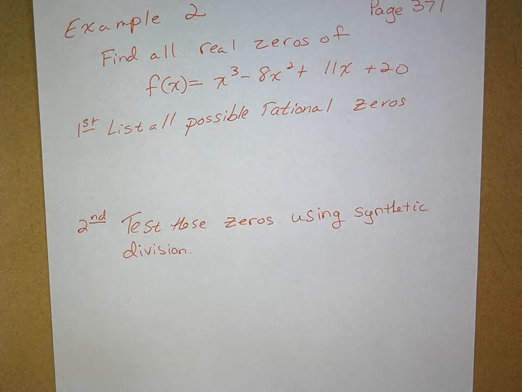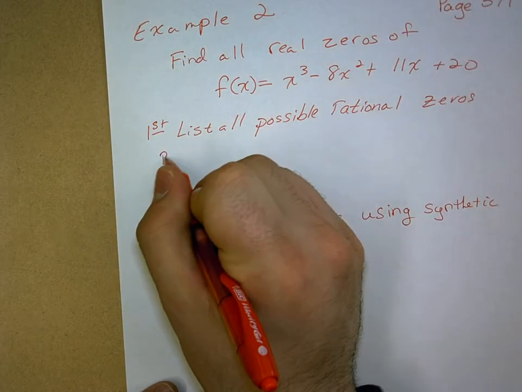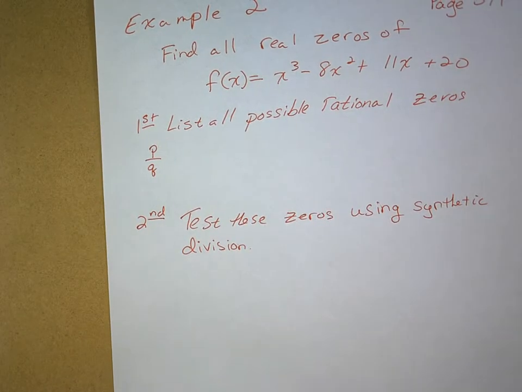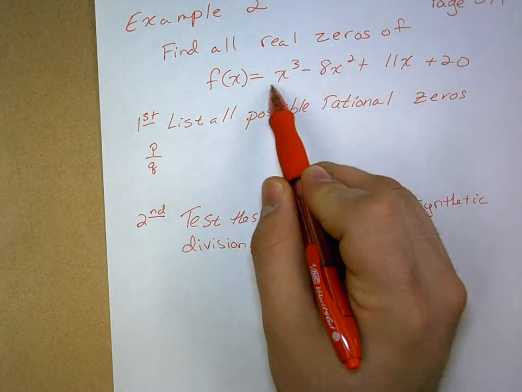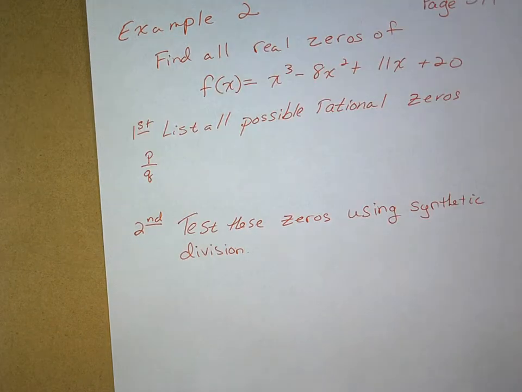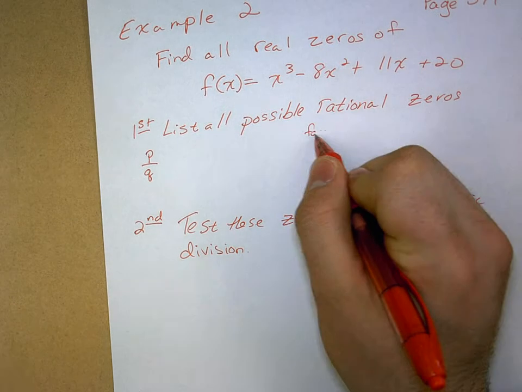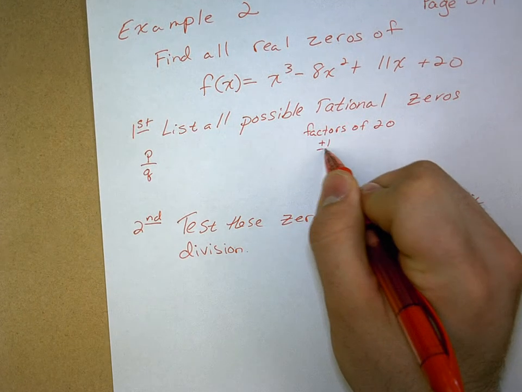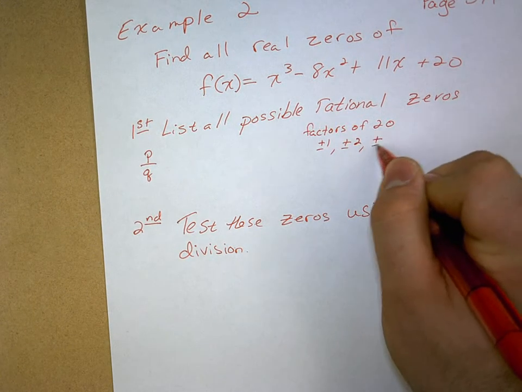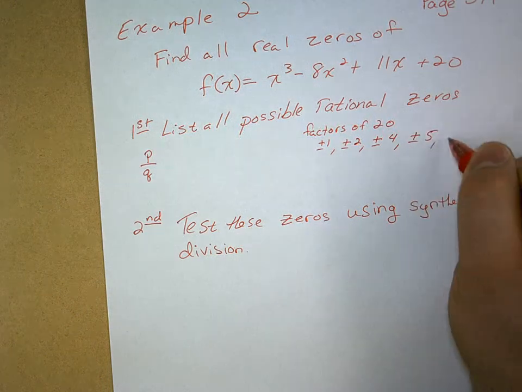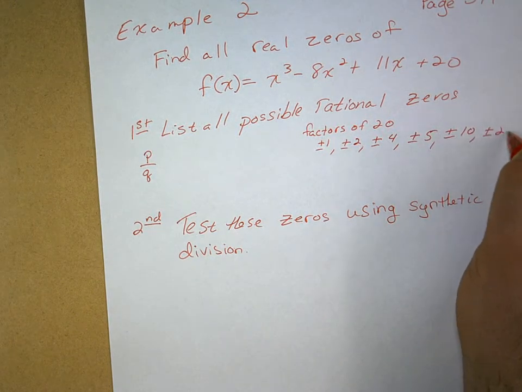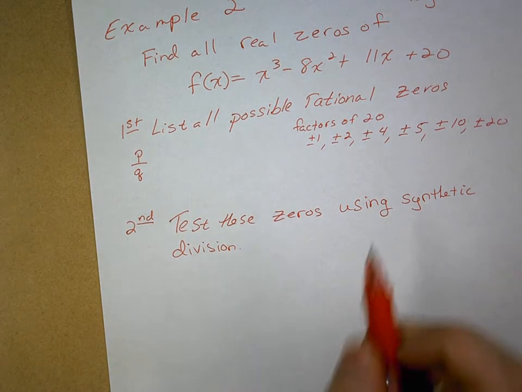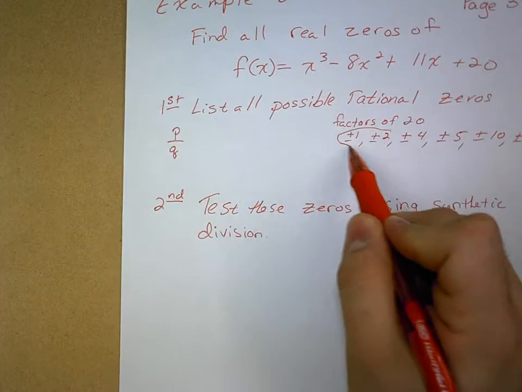Okay, first, step 1, we want to list all possible rational zeros. Remember, we want p over q, p being the factors of the constant term over the factors of the leading coefficient. So, simply, our leading coefficient is just 1, so everything's going to be over 1. So I'm going to go a little quicker here. Let me list the factors of 20, because that's my constant term. Factors of 20, again, plus or minus 1, plus or minus 2, plus or minus 4, plus or minus 5, plus or minus 10, and then plus or minus 20. So there's all my factors of my constant term. Again, they're all going to be over plus or minus 1. So here's our list of all the possible rational zeros.